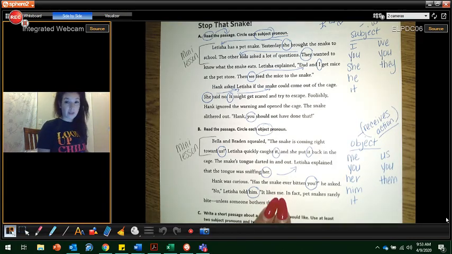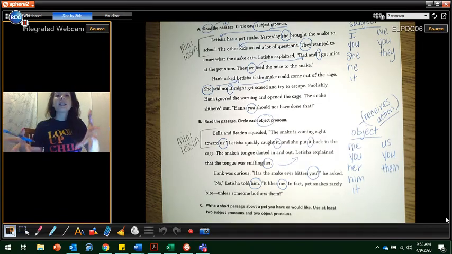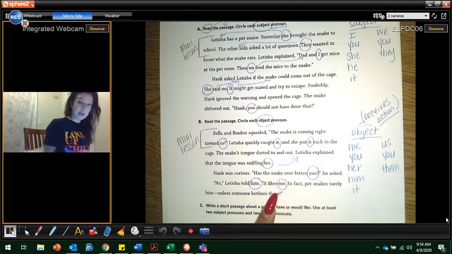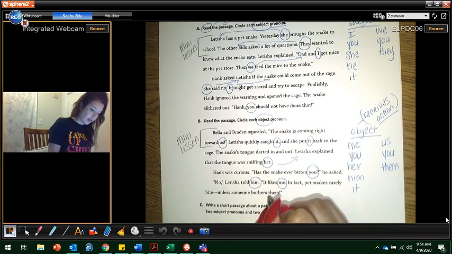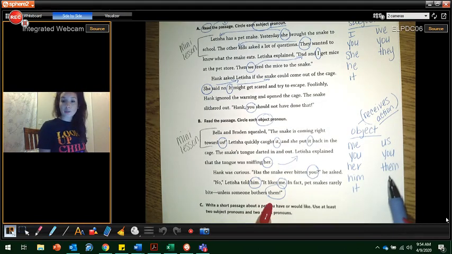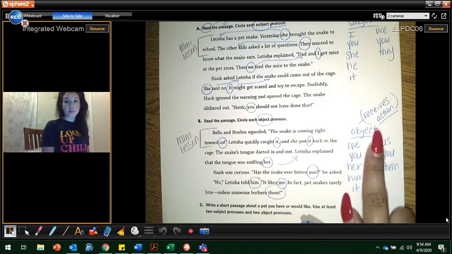It likes me. This sentence is interesting because it has two pronouns. Do you see the two pronouns? But there's only one object pronoun. It is me. Why is me the object pronoun? Think. Look at your notes. Think again. Read the sentence. Think again. It's receiving the action, right, of being liked. In fact, pet snakes rarely bite unless someone bothers them. So them is our object pronoun here. It is receiving the action of being bothered. So it is an object pronoun.